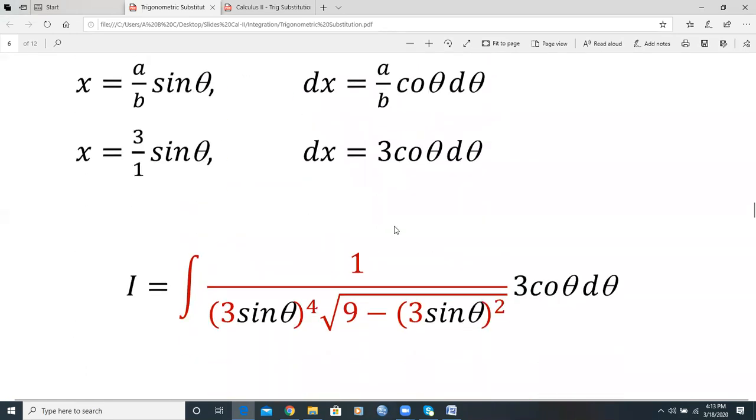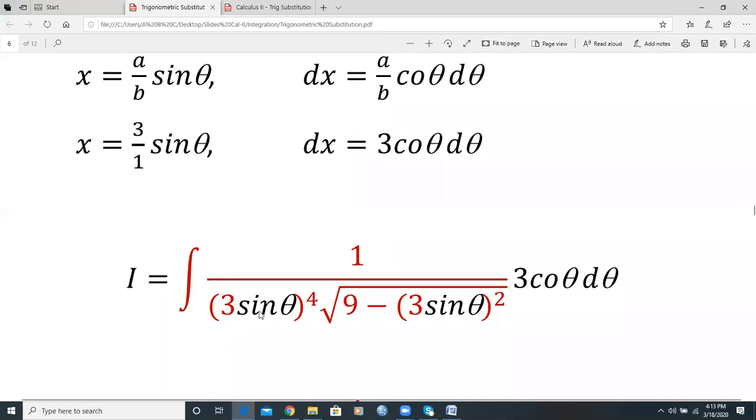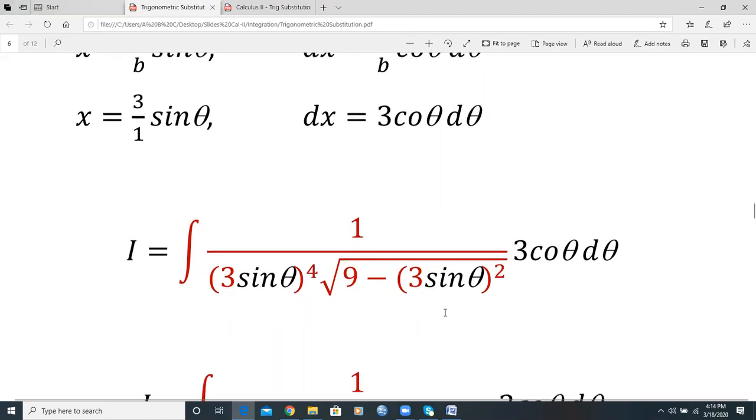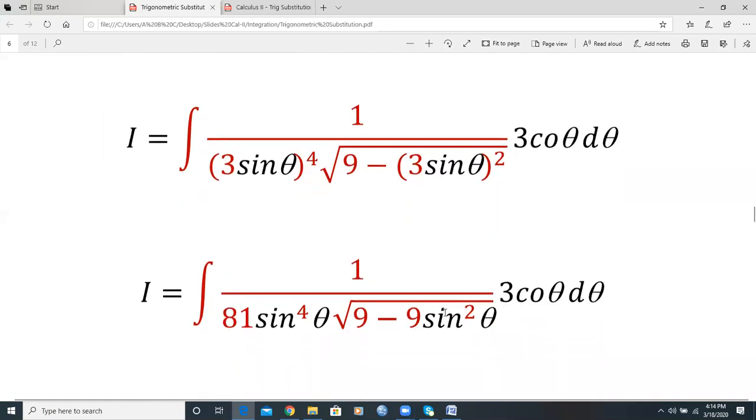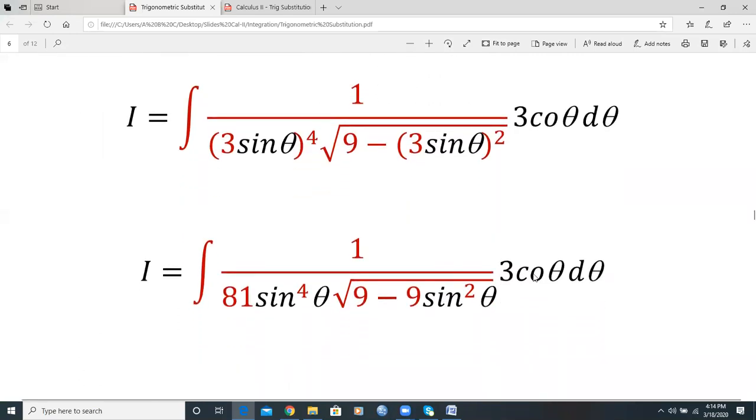So then the original integral actually becomes, instead of x to the power 4 here, 3 sine theta to the power 4 times square root of 9 minus 3, so here we replace x by 3 sine theta, times 3 cos theta d theta. So now we will simplify. This square root actually becomes 9 minus 9 sine square theta. We will take 9 common from the square root.